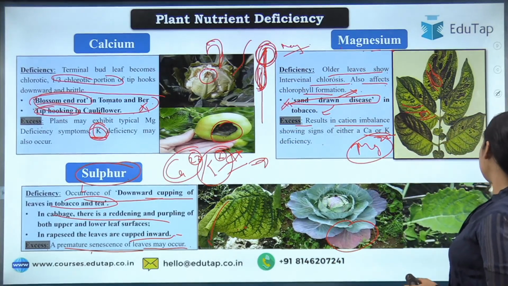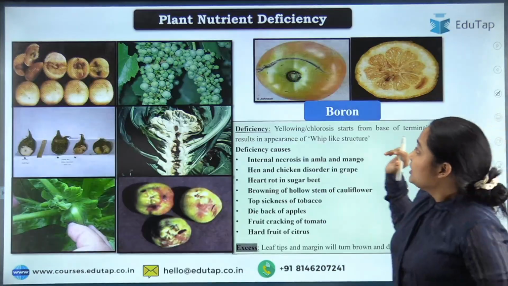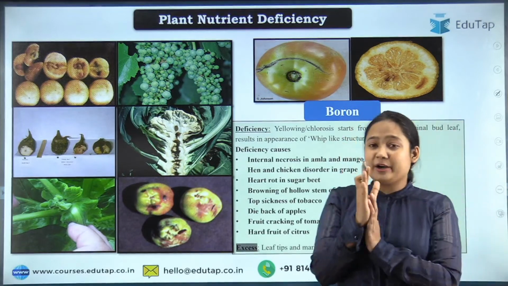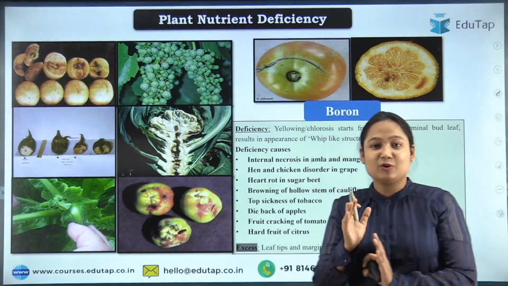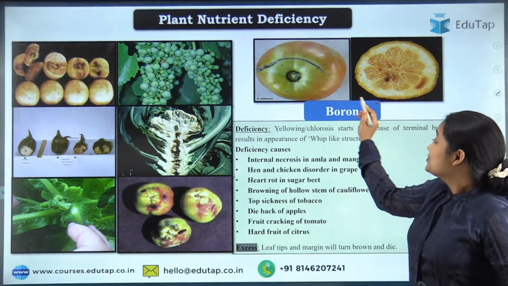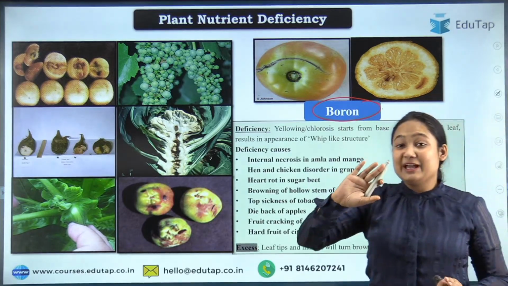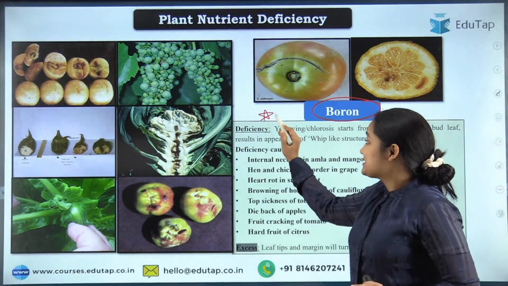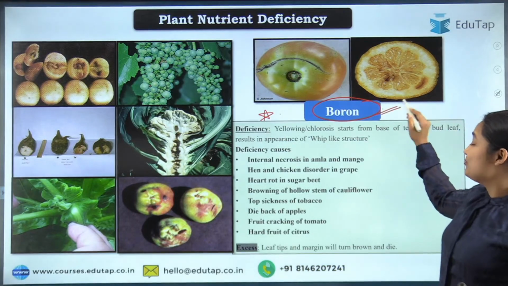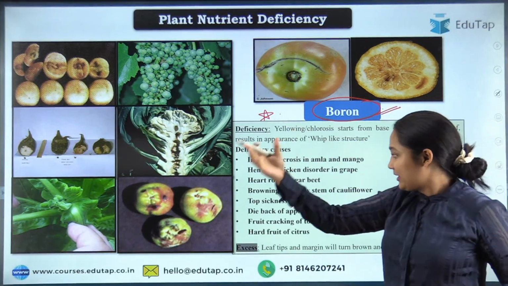Now let's move to our micronutrients. The most important nutrients that we will have to know. Okay, Mohammed also said all clear, very good. So let's discuss boron. Again, very important for your NABARD examination. You will see many questions from boron. Okay, it can also come again.